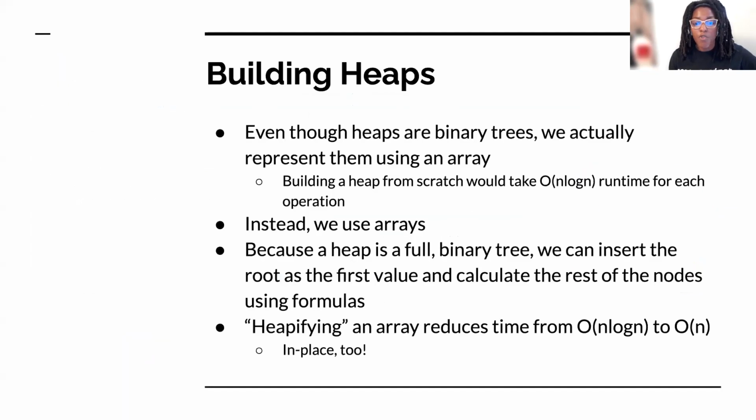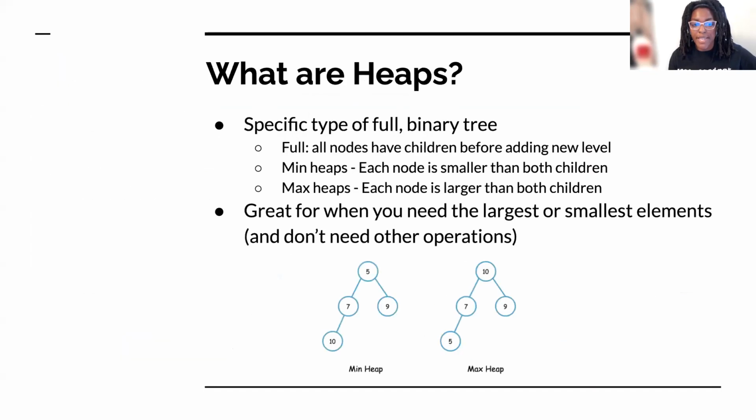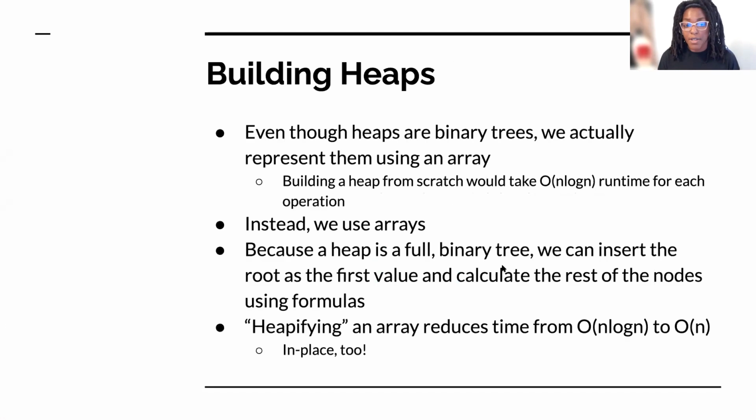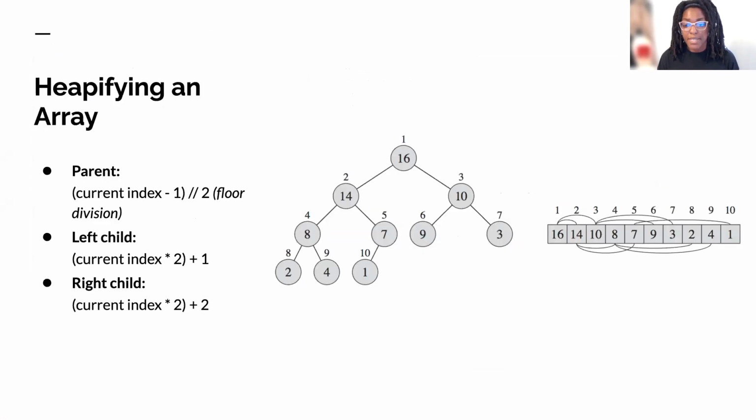Okay, so remember what we said about a binary tree and how we don't store trees. We don't actually store heaps in binary trees because that would take O(n log n) time. Instead we heapify arrays. So it's basically that process. What happens is that we take the array. So we know a couple of things.